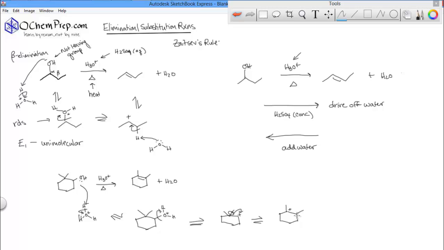Now, if we look, we need to lose a proton next door. Now we're going to follow Zaitsev's rule. If you lose a proton next door, here it won't be as substituted. So you will lose the proton here, and I'm going to draw that out. And so the water comes in and picks up that proton in the beta position, and these electrons flow here, and that is the production of the major product via a carbocation rearrangement, which yields a more stable carbocation.